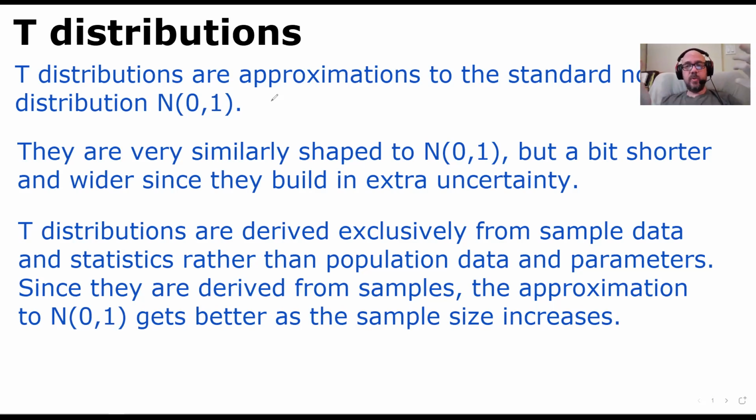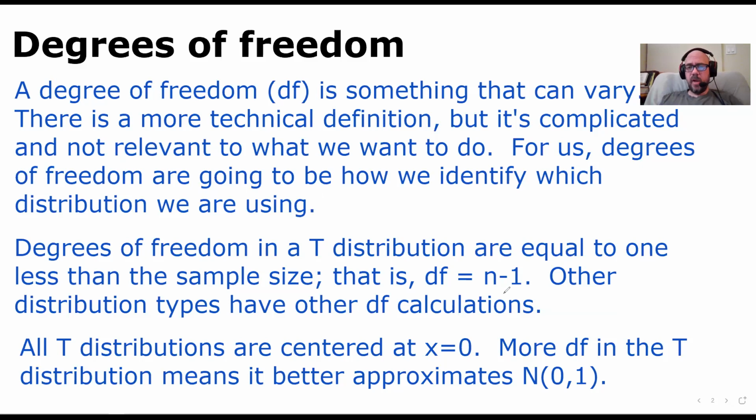We're going to need these because we won't know sigma most of the time in those cases, and so we're going to have to approximate the sampling distribution of the sample mean with a T distribution rather than a normal distribution. So that's what they're for. They look very much like N(0, 1), but have some extra uncertainty built in, so they're just slightly shorter and just slightly wider, with the approximation getting better as n gets bigger. We identify the T distributions by their degrees of freedom, which is just n-1 for our purposes. So whatever the sample size is, minus 1, that's the number of degrees of freedom. They're all centered at x equals 0 and approximate N(0, 1).